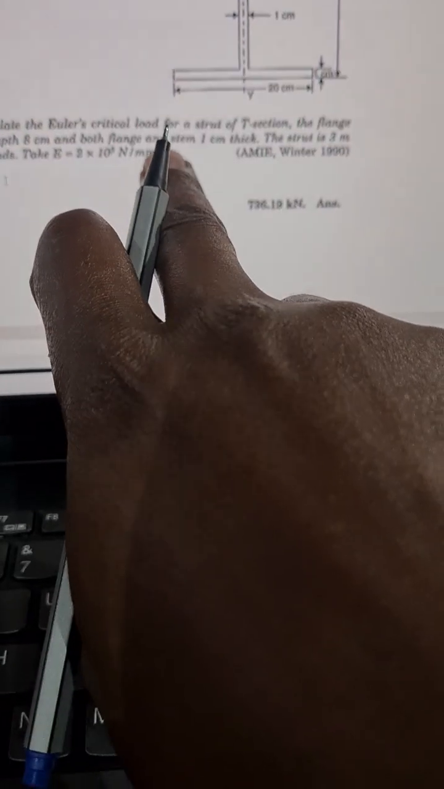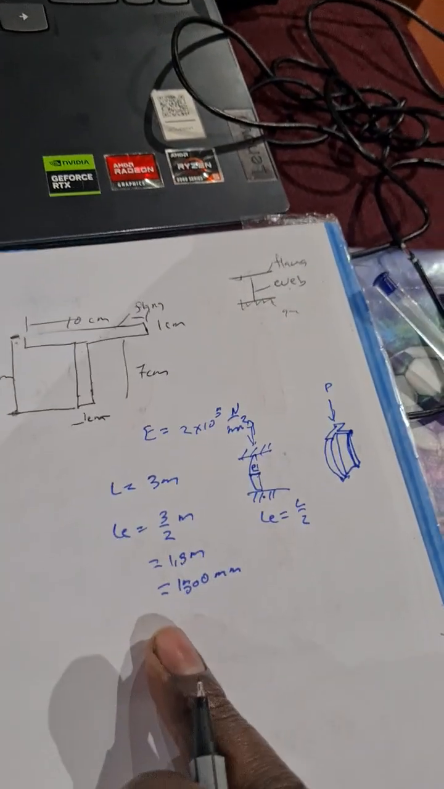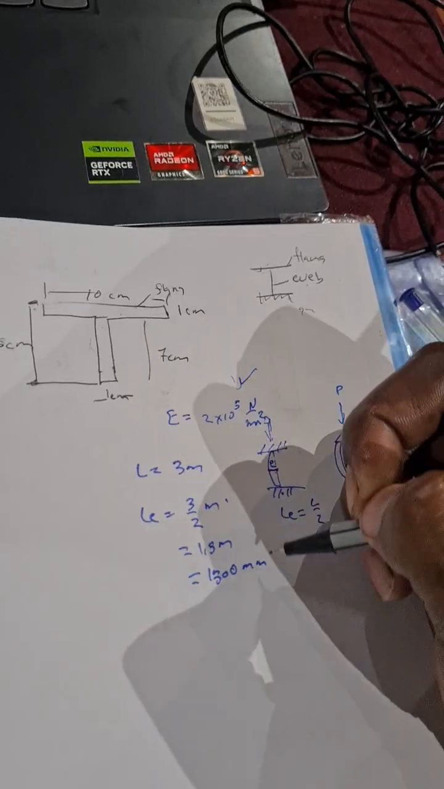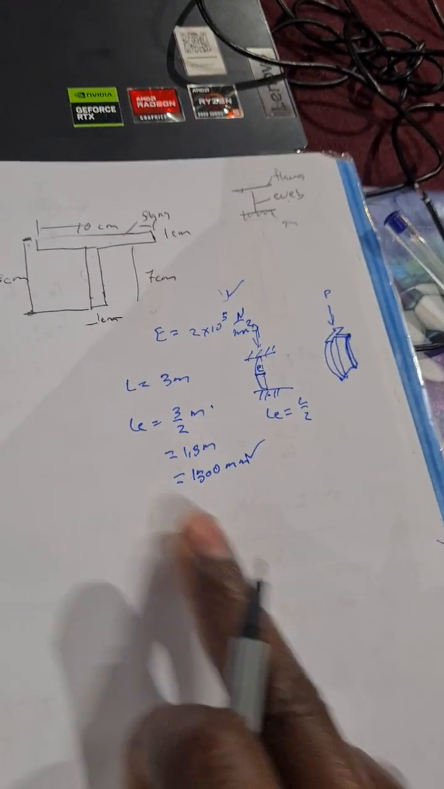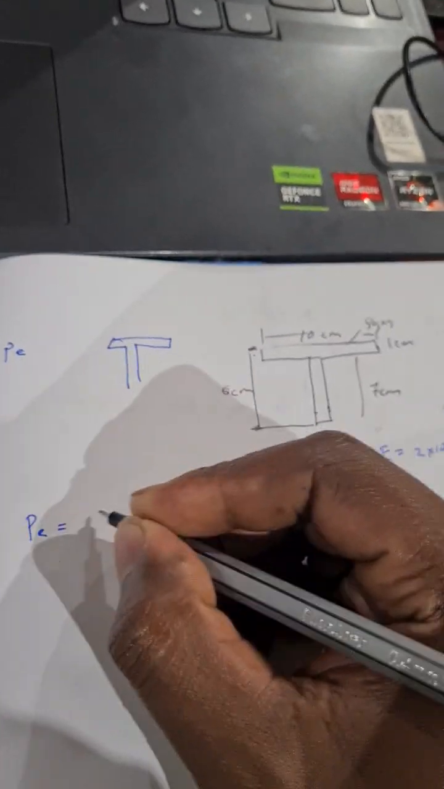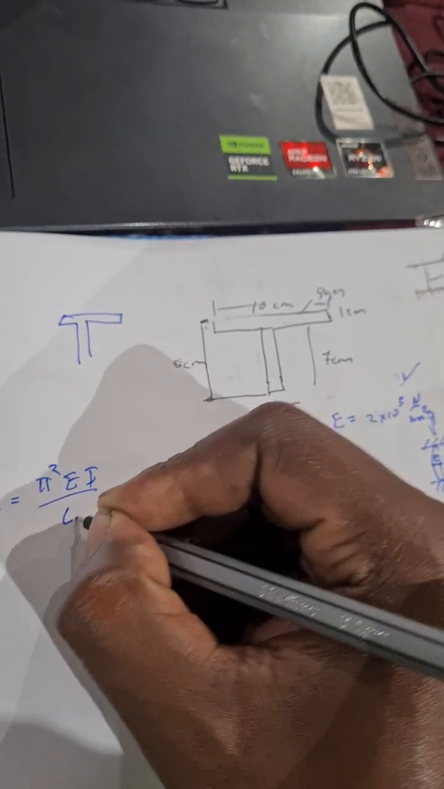We already have E, and we are given Newton per millimeter squared. Don't be confused, that is a square. So Newton per millimeter squared, which is MPa. So we're going to use millimeters. So we have 1, 2, right? L effective, remember from the question. So the formula: PE is equal to pi squared EI over LE squared.